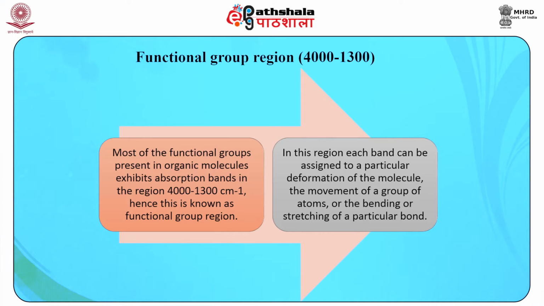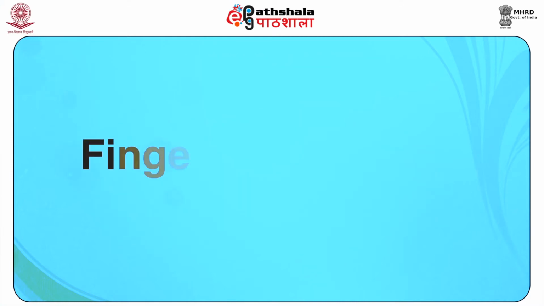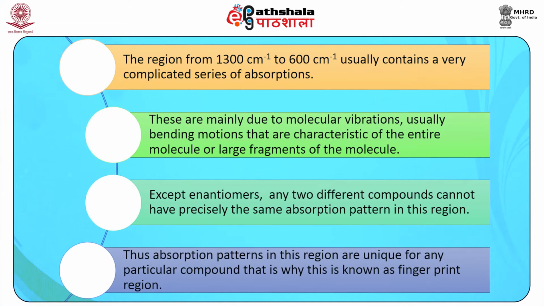Now in this region, each band can be assigned to a particular deformation of the molecule, the movement of a group of atoms, or the bending or stretching of a particular bond in that molecule. Next is the fingerprint region, which ranges from 1300 to 600 centimeter inverse. Now the region from 1500 to 600 centimeter inverse usually contains a very complicated series of absorptions.